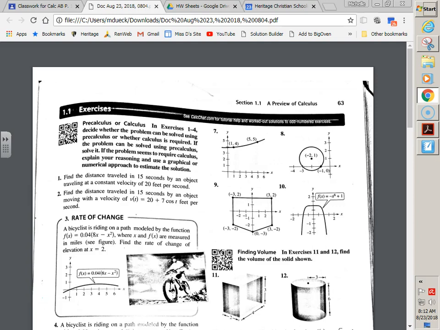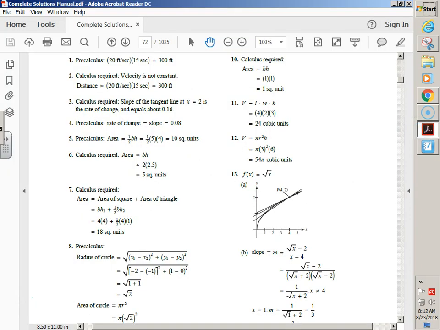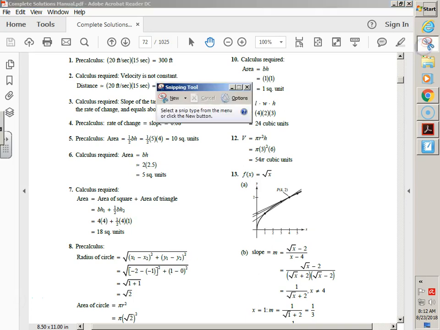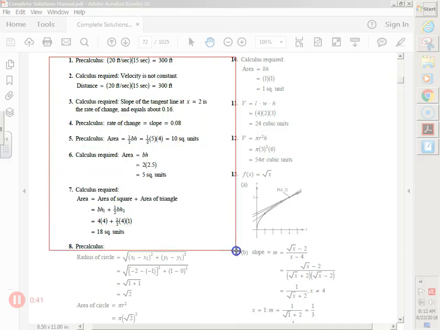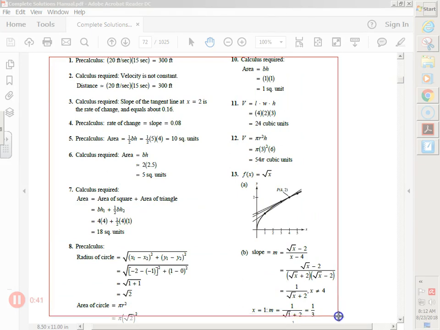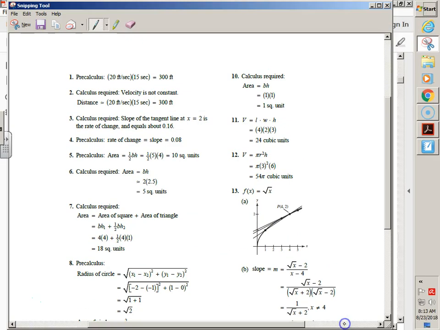So for number 1, when you guys were doing it, we talked about it briefly yesterday. You might want to write in colored pen that for number 1, you need distance equals rate times time. When they gave you the distance, you were able to take the rate, multiply by the time, and get the 300 feet. Pre-calculus, solve it, done. Number 2, calculus was required because velocity was not constant.